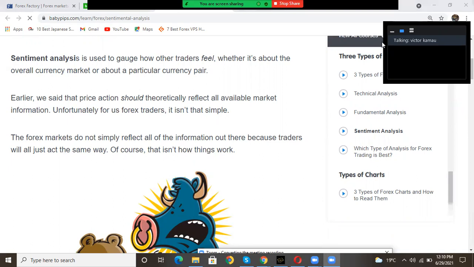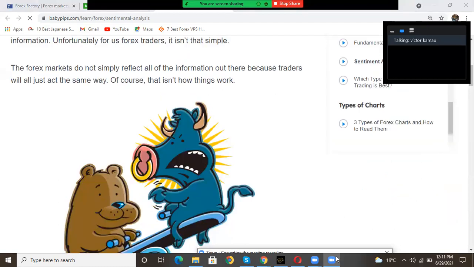And then now we have sentiment. Most guys don't even understand what sentiment is all about. So this is what I'm talking about. It's used to gauge how other traders feel, whether it's about the overall currency market or about a particular currency pair. Earlier we said the price action should theoretically reflect all that is available in price.